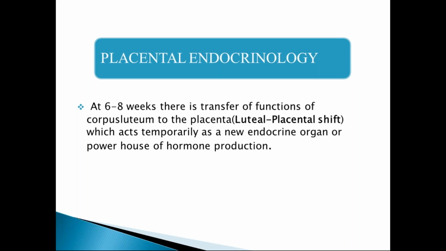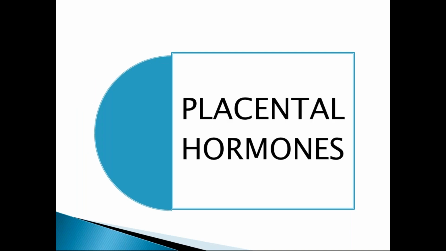This we call the luteal placental shift, which acts temporarily as a new endocrine organ or the main powerhouse of hormone production. Why do we call it temporary? Because this placental function is only during pregnancy, and after that it is switched again to pituitary and ovarian function. Therefore, it is temporary and the main powerhouse of hormone production during pregnancy. So this transfer of functions of the corpus luteum to the placenta is called the luteoplacental shift, which is going to happen by 8 weeks of gestation.